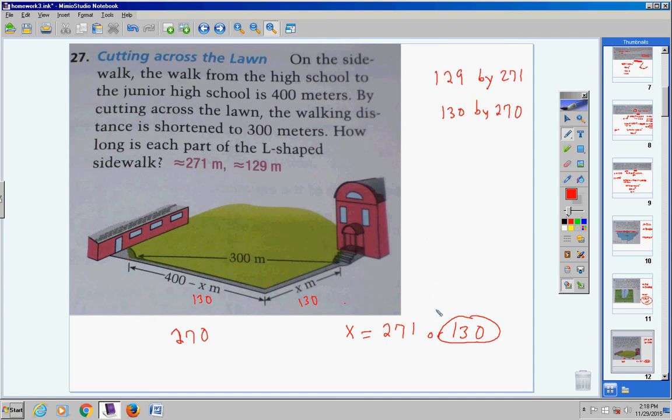But anytime you get two answers from your quadratic equation, try to use both of them if you can. Now sometimes you can't. For example, if this would have been negative right here, then you know you can't use that, because when you come up here for x and put negative 271, you'd have a negative distance or a negative length. You can never have a negative length, but always try to use both of your answers. You don't want to leave any possible answers out.